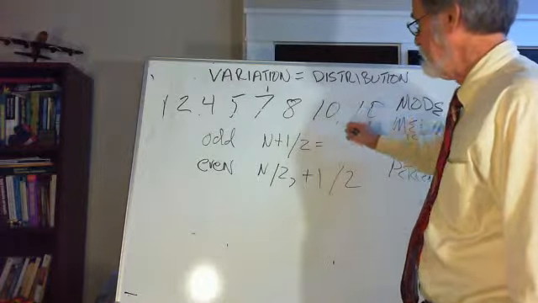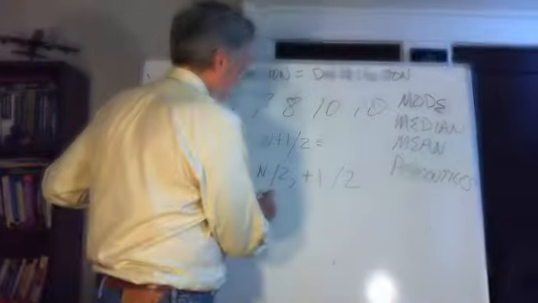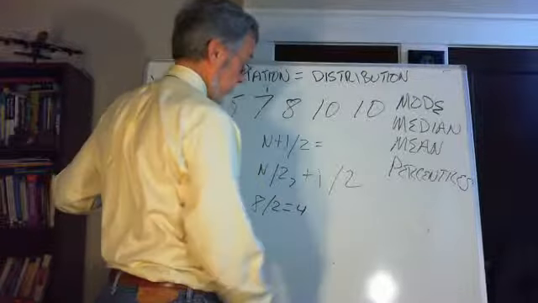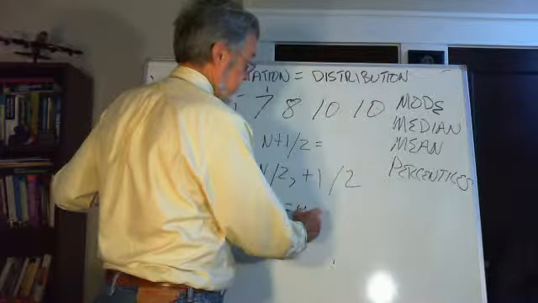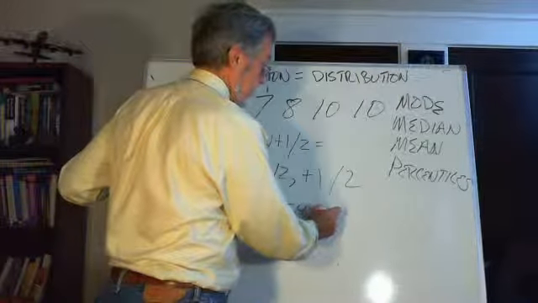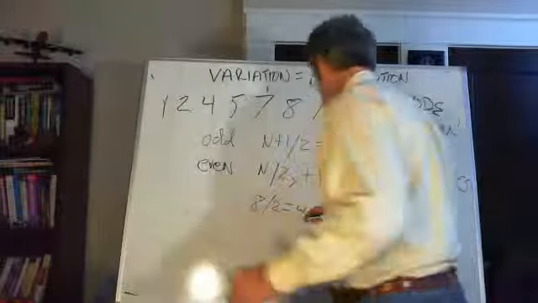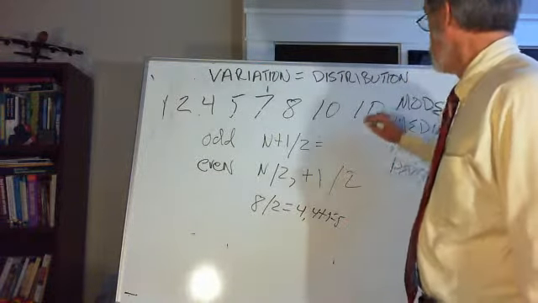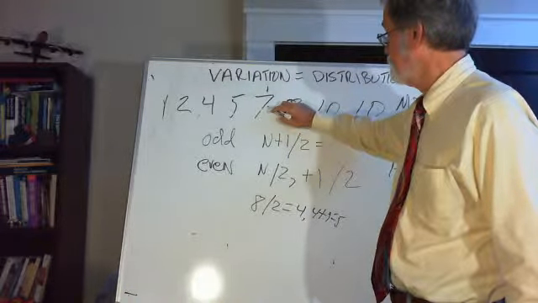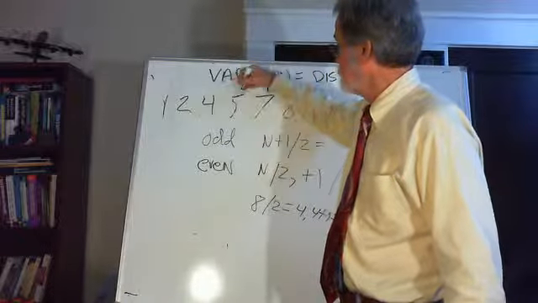So here we have 8, and so then what we would do is 8 divided by 2 equals 4, and then we'd say plus 1, 4 plus 1 equals 5. So then we've got positions 4 and 5. So we go 1, 2, 3, 4. That's position 4 and 5. And this is position 5.